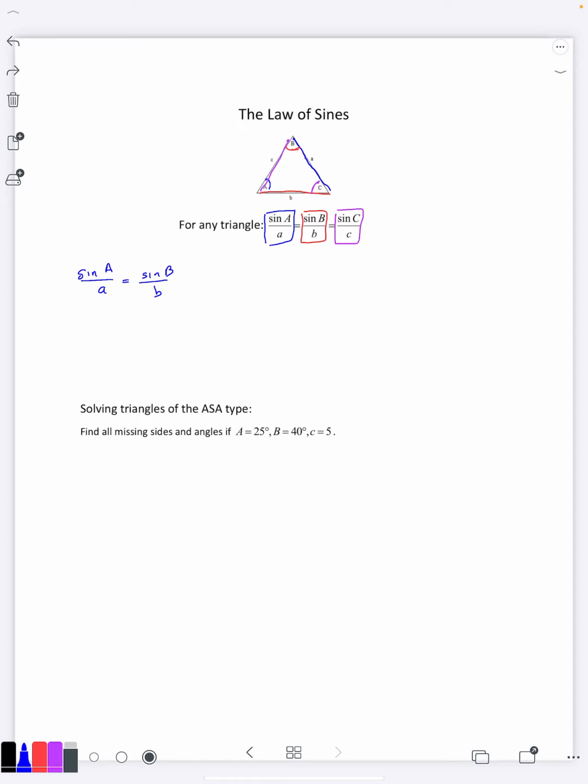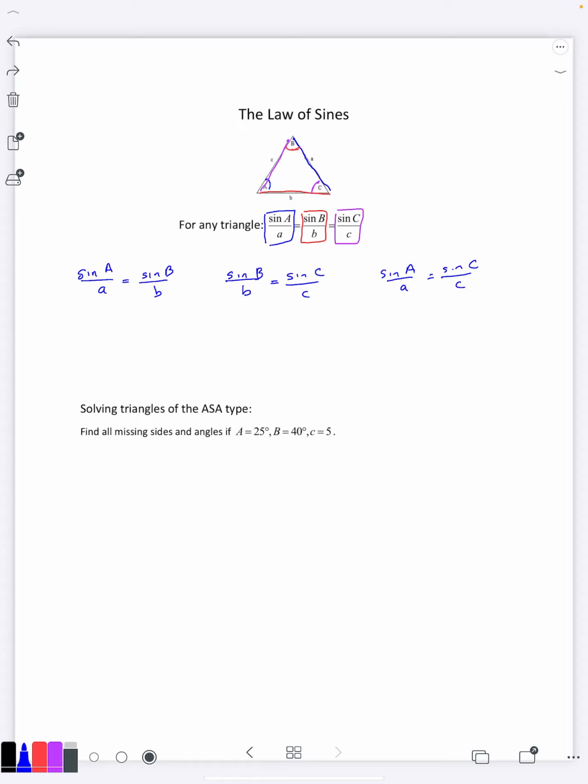Okay, what if there's two of these things you don't know? Well, let's take a look at the next one. Let's take sine B over B equals sine C over C. So once again, there's four things in this equation. As long as you know three of them, you can use it to solve for the fourth. Okay, what if again there's two unknowns? Well, you can do the first one and the last one. And again, this is another perfectly valid equation with four variables in it. If you know three of them, plug them in, solve for the fourth.